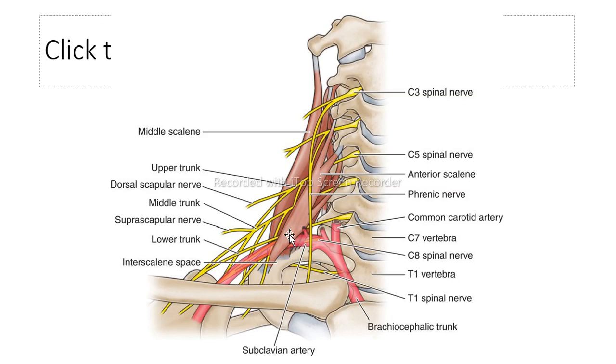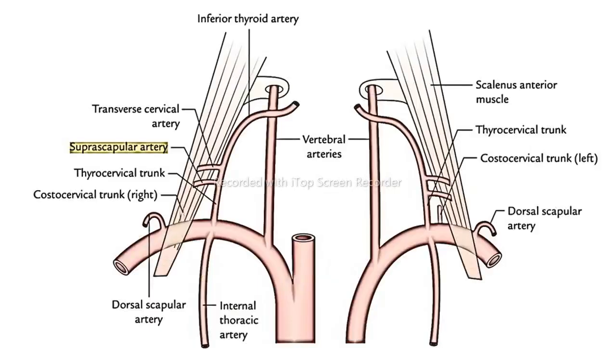Posteriorly there is the second part. From the second part comes the costocervical trunk, and from the third part of the subclavian artery comes the dorsoscapular artery. The subclavian artery grooves the upper part of the first rib, behind the attachment of the scalenus anterior muscle. Here see the branches: the thyrocervical trunk, the costocervical trunk, and this one is the dorsoscapular artery.